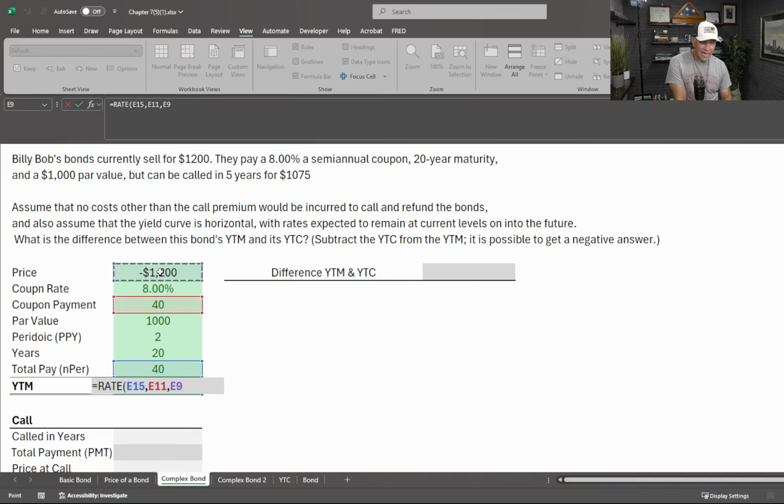Present value, that's got to be a negative. If you don't have it as a negative, you have to type a negative in front of that. But really, we already have that as a negative. Then the par value.